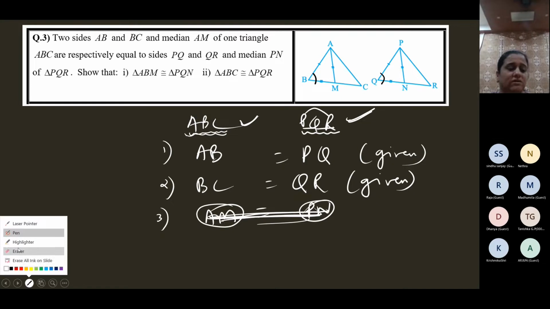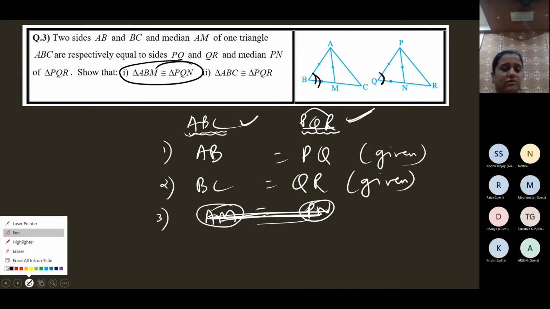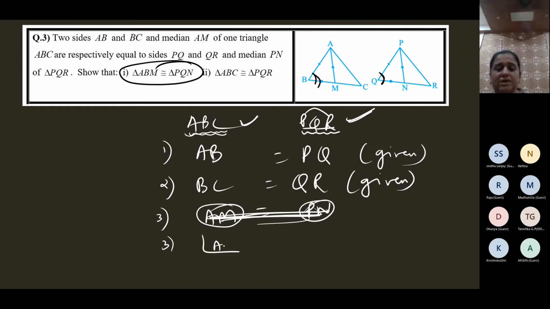So as Danya said, this angle is equal to this angle from the congruency of these two triangles. So we have to write angle ABM is equal to angle PQN. So what's the rule, Danya? Ma'am, by SAS congruency, triangle ABC is congruent to triangle PQR. Correct. SAS rule, the two triangles are congruent. Very good.